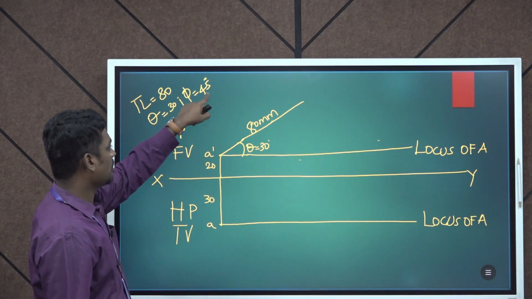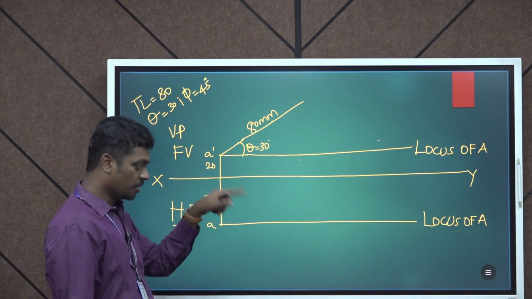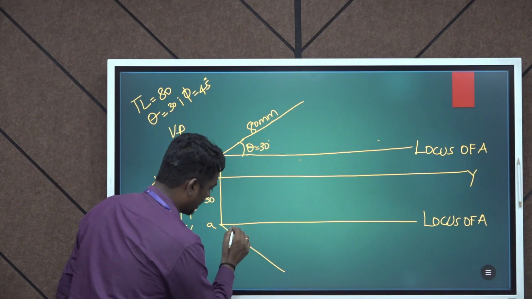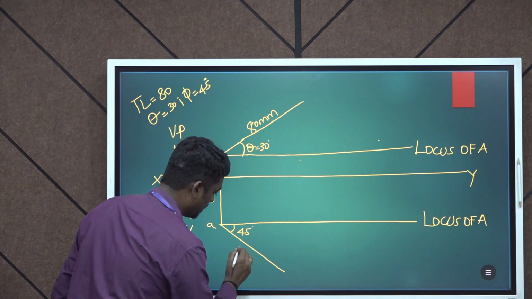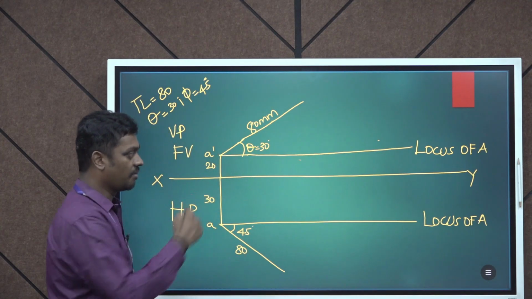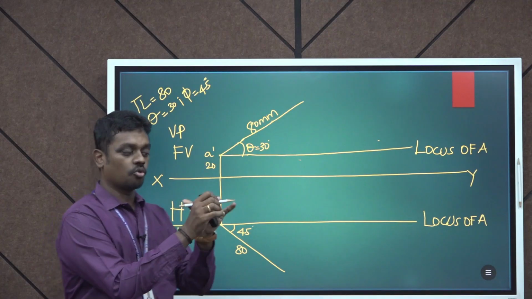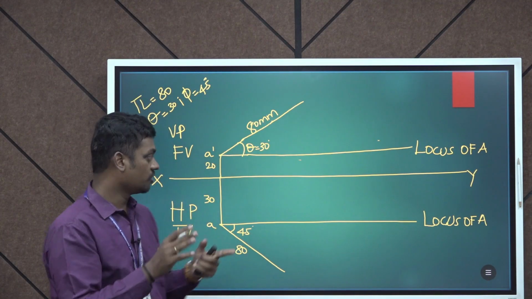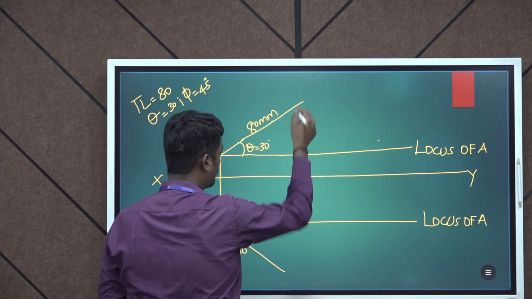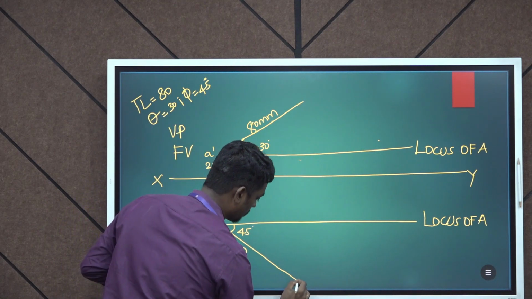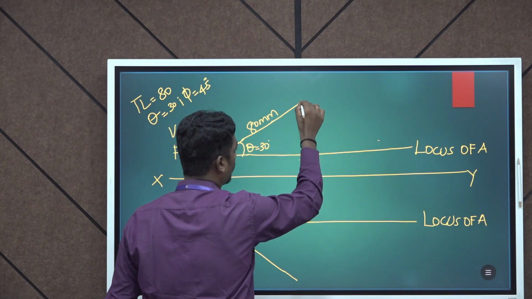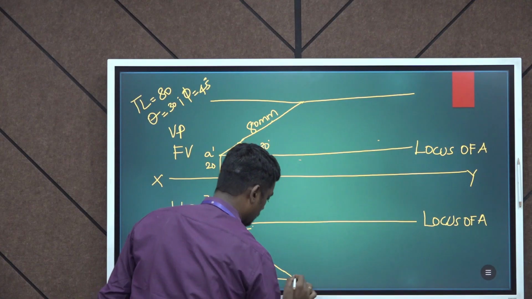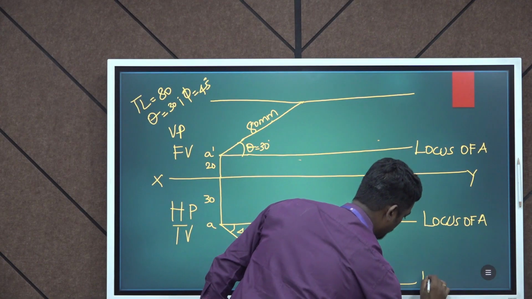Similarly, this particular angle 45 degrees will be visible in the horizontal plane. So 80 mm, the same 80 mm, at an angle of 45 degrees. The true length will be the same in both the planes. The true length of the line will not change in any plane. So this is the 80 mm and this is the 45 degrees. This particular point, the end point, will be called the locus of B.